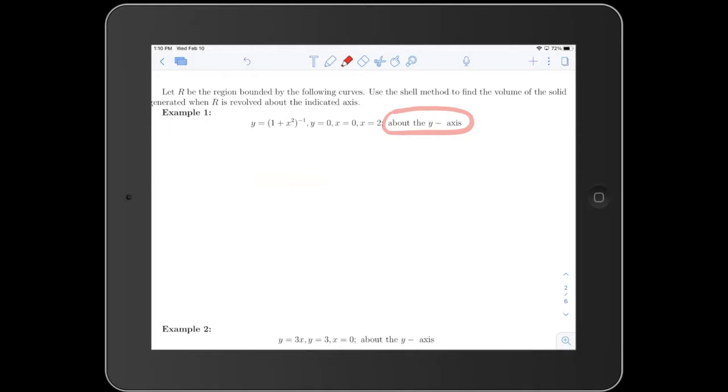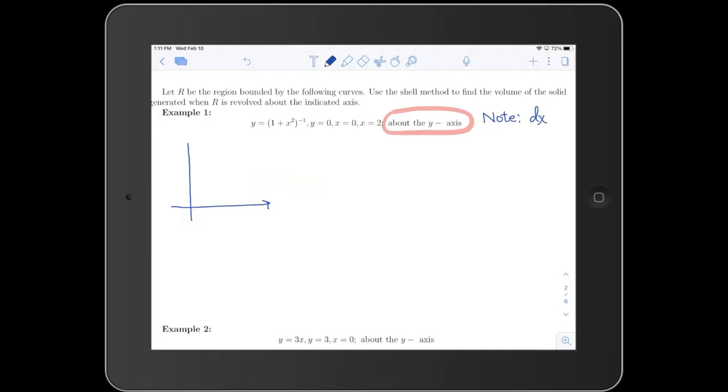With the shell method, whenever we have rotation of R about the y-axis, you can go ahead and make your note here. Everything is going to be in terms of x, which is not the same as the disk and washer method. Remember, when we were rotating R about the y-axis, we had to write everything in terms of y, but that's not the case for the shell method. So this is going to be important. Let's go ahead and make a picture here.